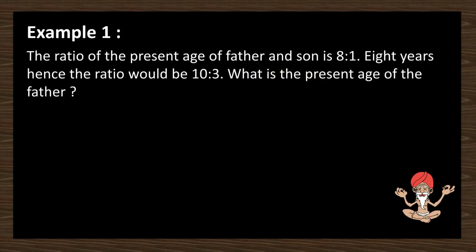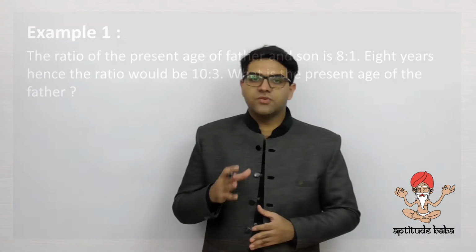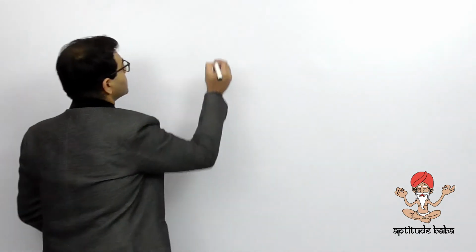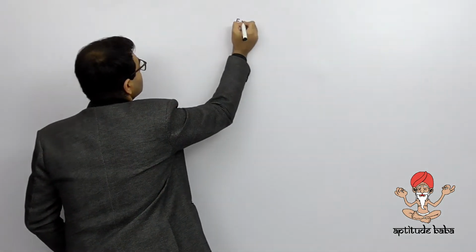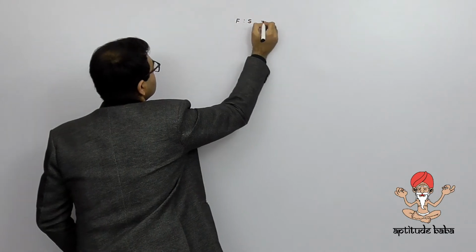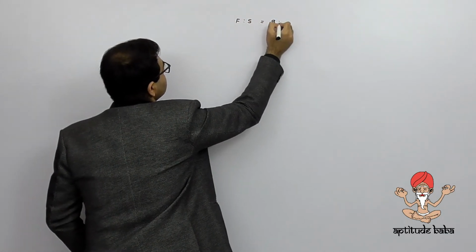The ratio of the present age of father and son is 8:1. 8 years hence, the ratio would be 10:3. What is the present age of the father? The first thing given to us in the question is the ratio of father and son. So I am given the ratio of the present ages of father and son as 8:1.